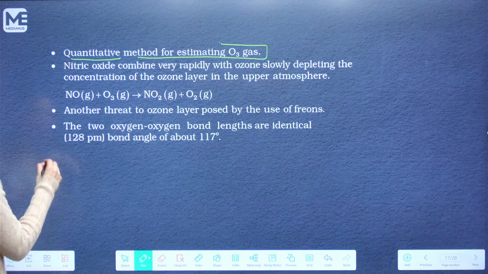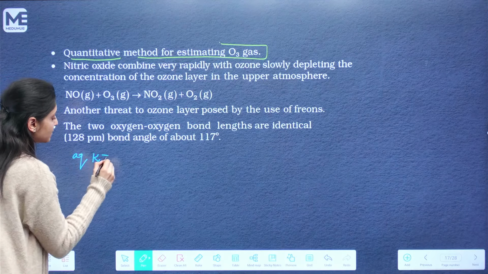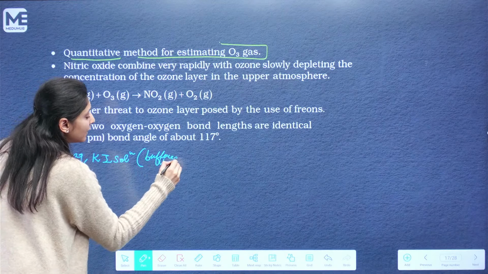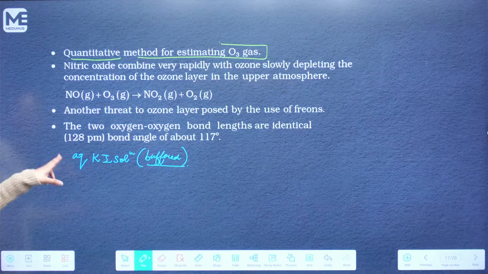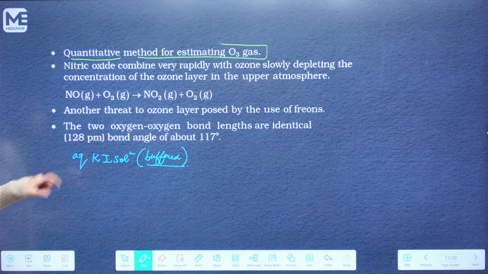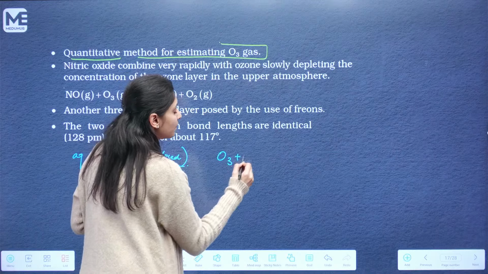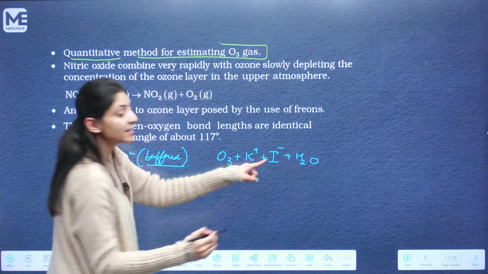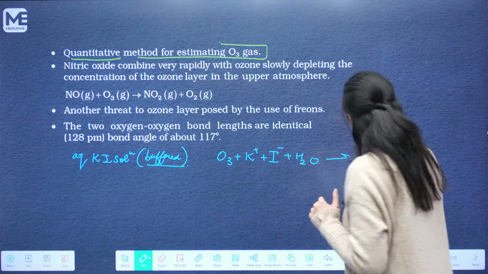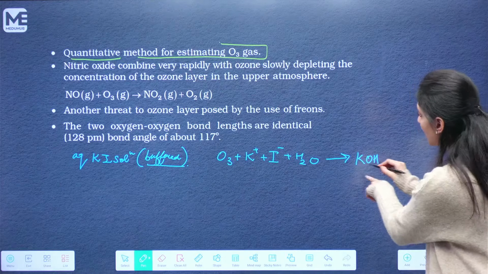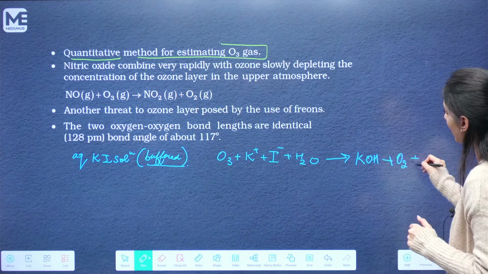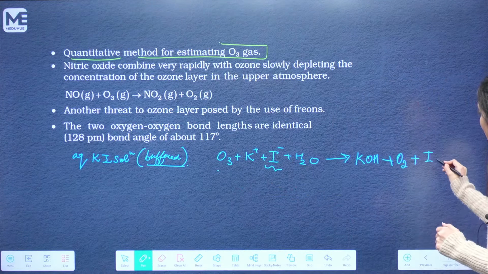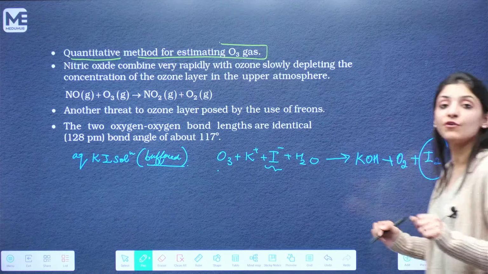So what happens? We have an aqueous KI solution which is buffered with a borate buffer and the pH is at 9.2. Ozone is passed through the aqueous KI solution. So we have O3 passing through the aqueous KI solution. This gives us KOH, O2 and I2 because ozone has oxidized I minus to I2. So I2 gets formed here.